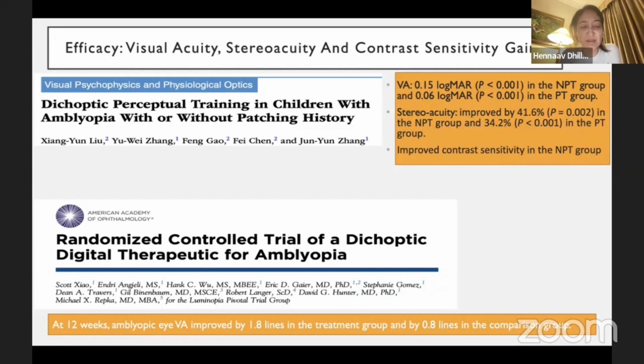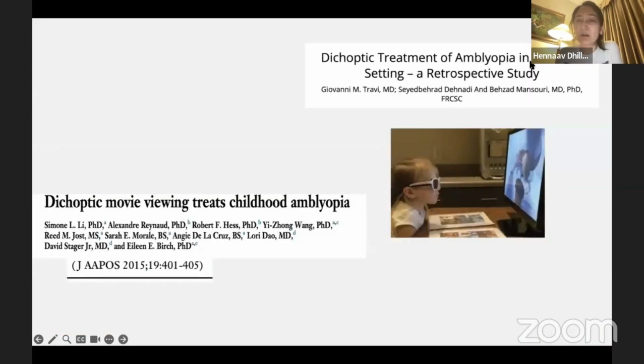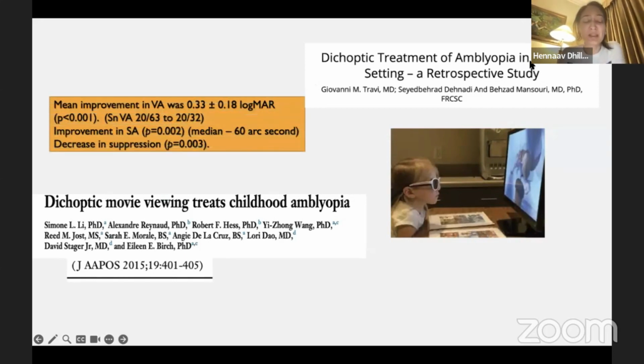And they say that at 12 weeks, amblyopic eye visual acuity improved by 1.8 lines in the treatment group compared to 0.8 lines in the comparison group. Travi et al. also suggested that dichoptic treatment of amblyopia led to a mean improvement in visual acuity of approximately 0.33 logMAR, which is visually significant. That is Snellen's visual acuity 20/63 to 20/32. And a statistically significant decrease in suppression has been reported.